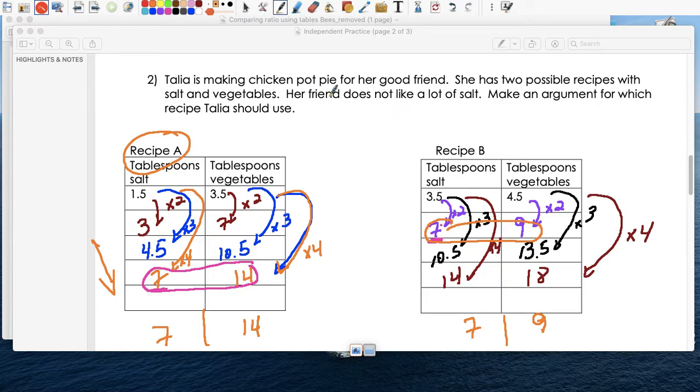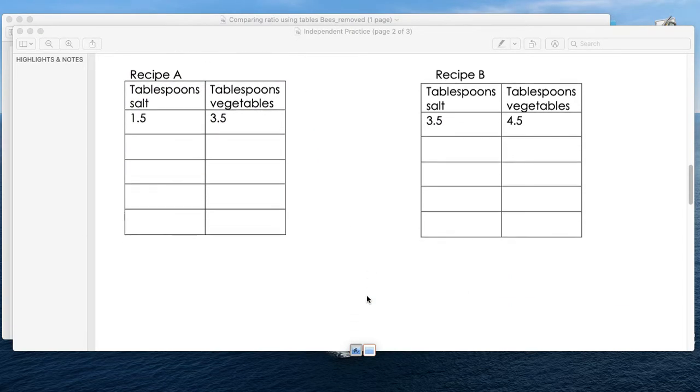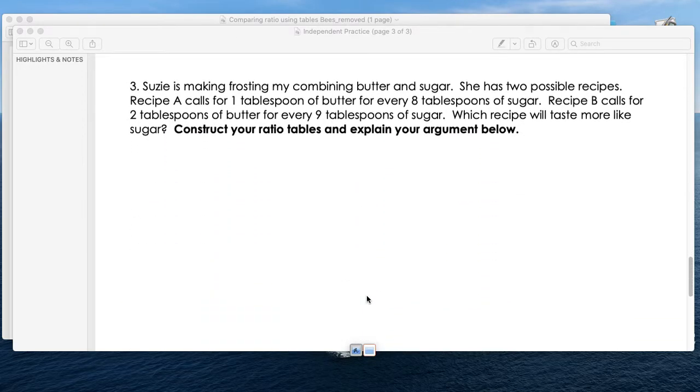So if your friend que no le gusta sal, ¿cuál de las recetas? You're going to tell me, please, usen esta receta. And you can write all your answers on the lines. And then last questions.